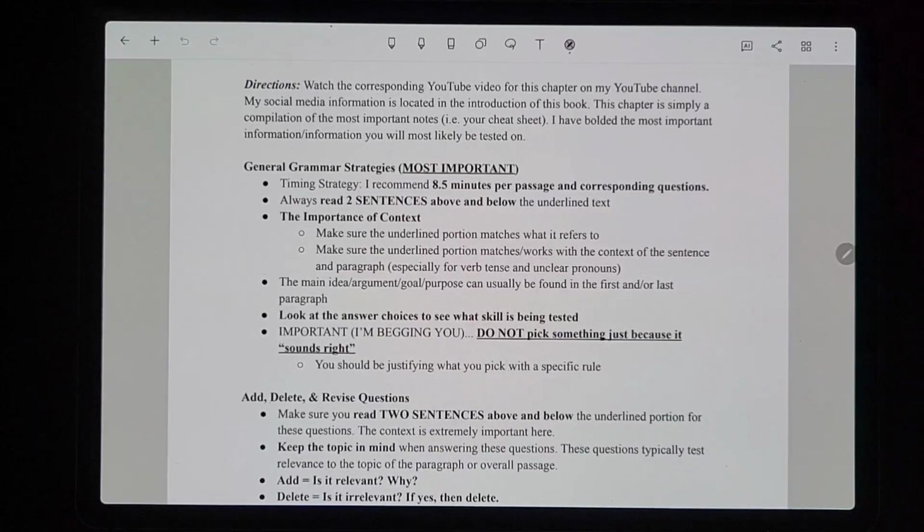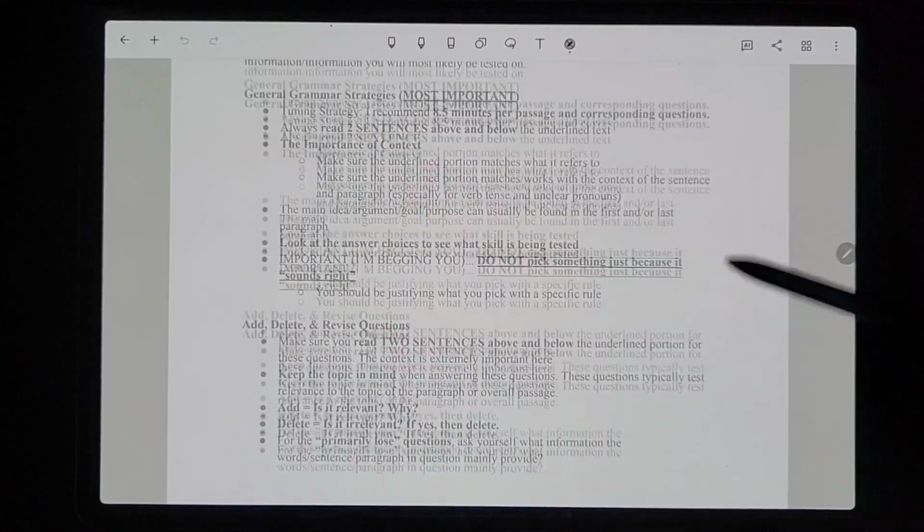You have to be thinking, okay, I'm picking this because it's going with this specific comma rule. There should be commas around this because it's a non-essential clause. I can cross out the information in between, so it's a non-essential clause. So there should be a comma on each side of that non-essential clause. You have to be justifying why you're picking something, not just picking it because that sounds right. Don't do that.